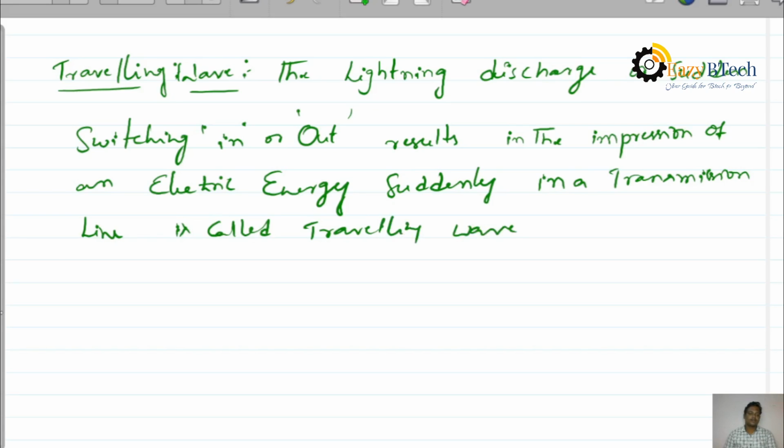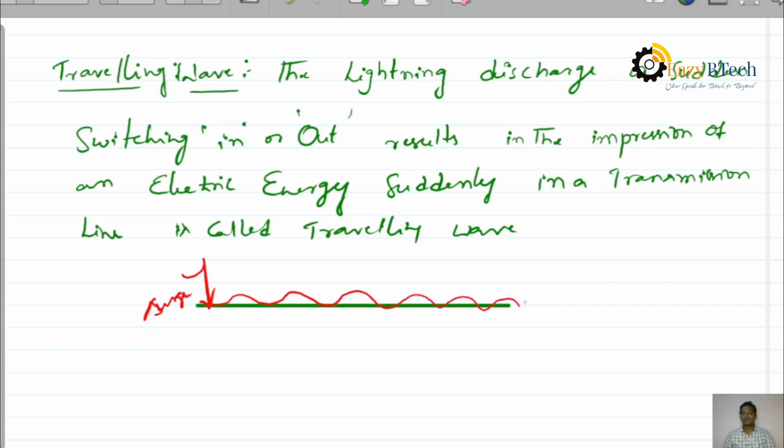For example, assume that it is a transmission line, and a sudden discharge surge due to the lightning effect. The surge is induced in the transmission line. It is flowing through the transmission line, and it is called a traveling wave.